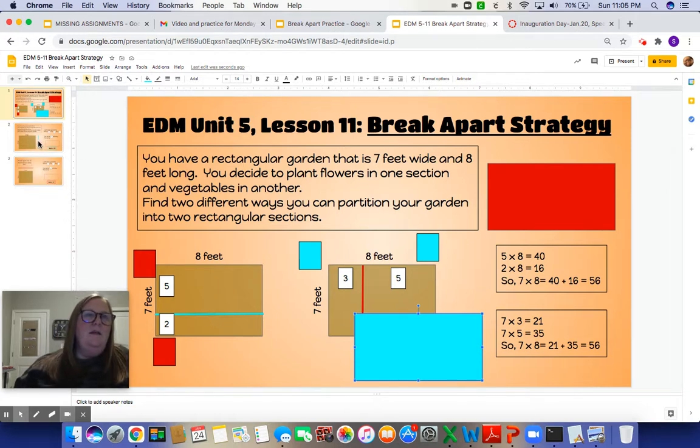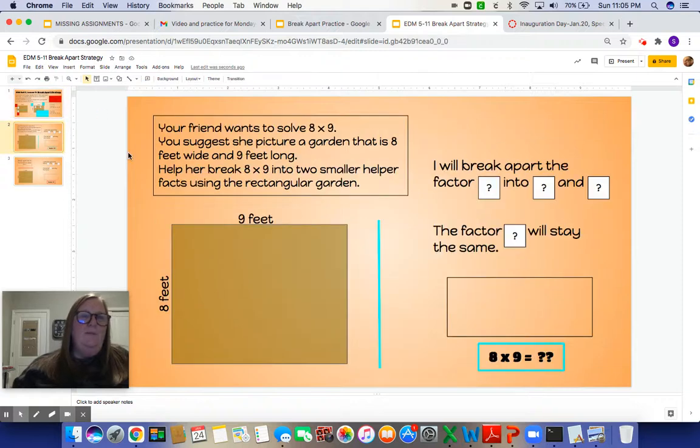All right, let's look at another one and we can practice a little bit more. So here you have a rectangle. It says your friend wants to solve 8 times 9. You suggest that she picture a garden that is 8 feet wide and 9 feet long. You're going to help her break 8 times 9 into two smaller helper facts using the rectangular garden.